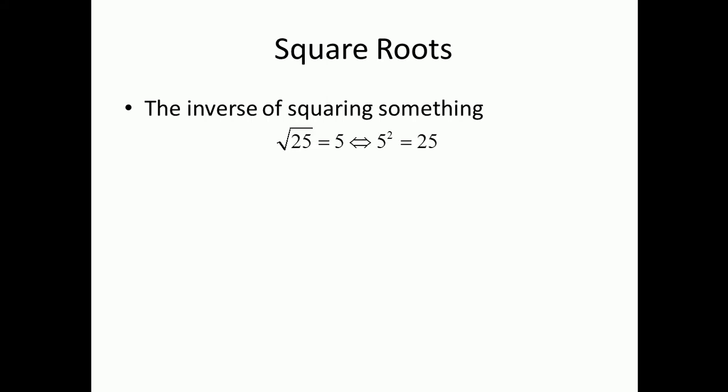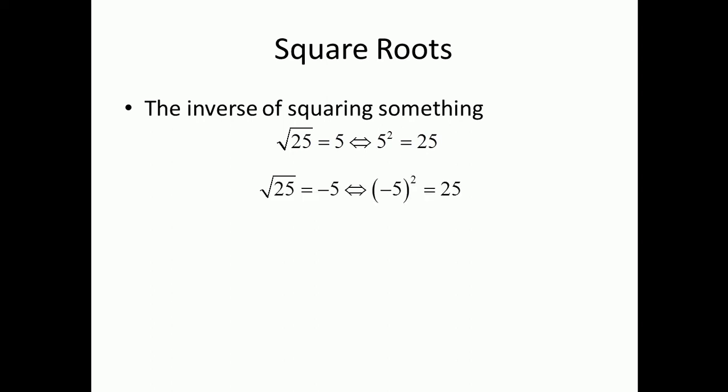First, let's talk about square roots. Square roots are just the inverse of squaring. Just like subtraction is the inverse of addition, and division is the inverse of multiplication, squares also have their inverse. I'll give you an example. Square root of 25 equals 5 if and only if 5 squared equals 25. They go hand in hand.